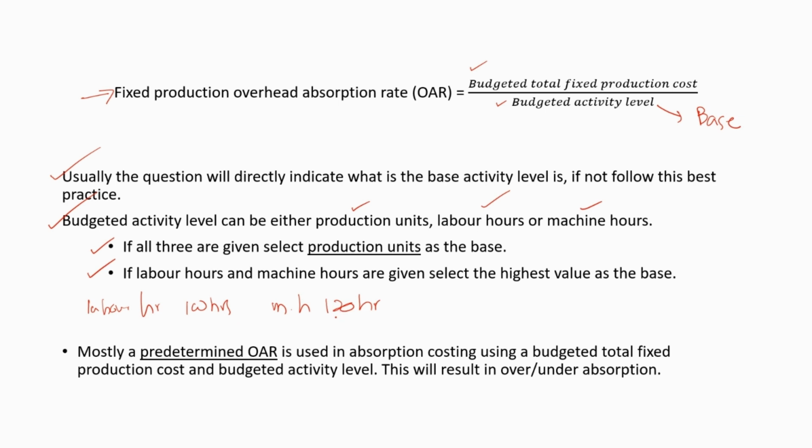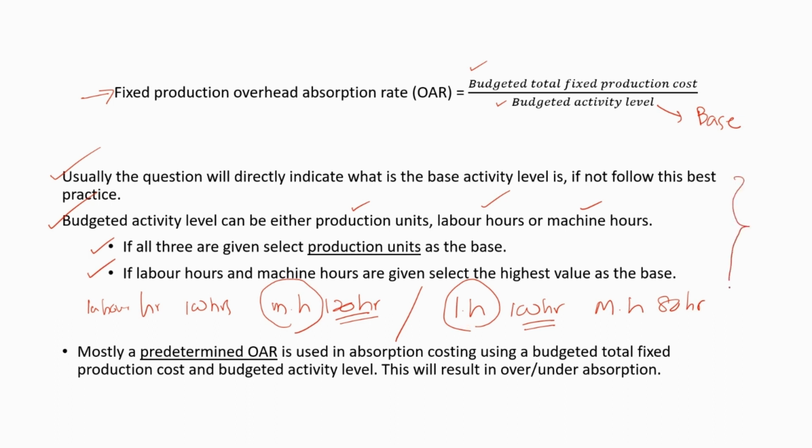So 120 is the highest value. So we select the machine hours as the base activity. Let's say the question is giving you labor hours as 100 hours and machine hours as 80 hours. Now what activity level would you select as the base value? 100 is the highest value. So we select the labor hours as the activity level.